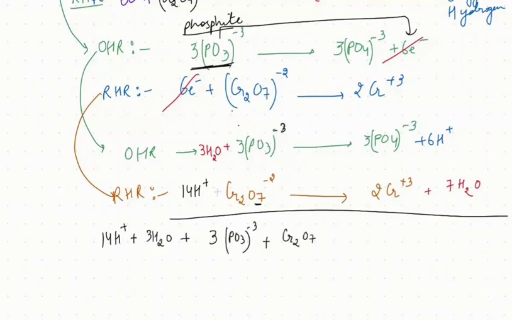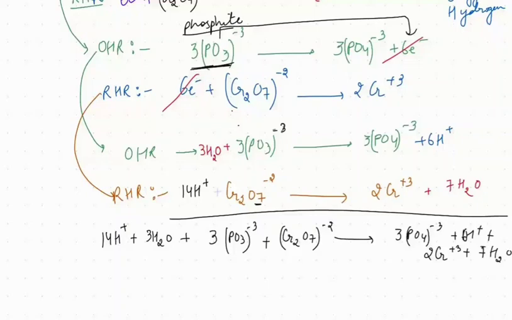plus Cr2O7 2-. It gives me 3 PO4 3- plus 6H+ plus 2 Cr 3+ plus 7H2O. So you cancel water wherever it is extra. So 6H+ cancels and here you're left with 8H+. 3 water cancels and here you're left with 4 water.